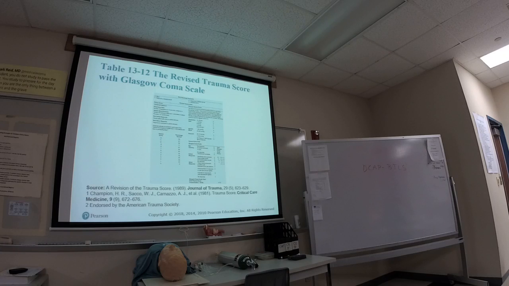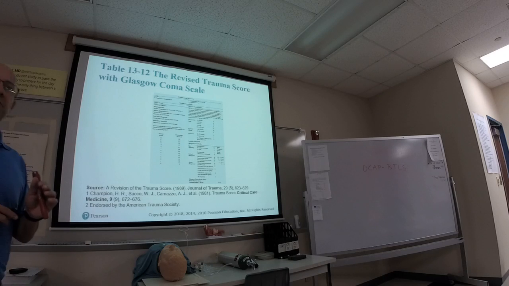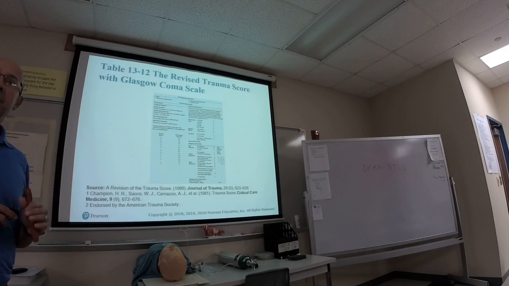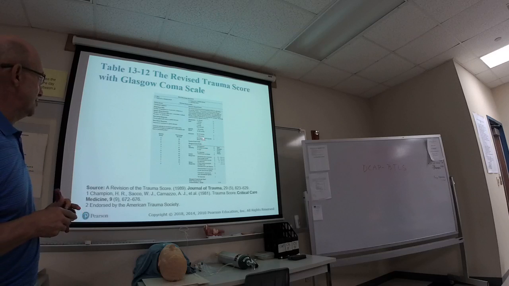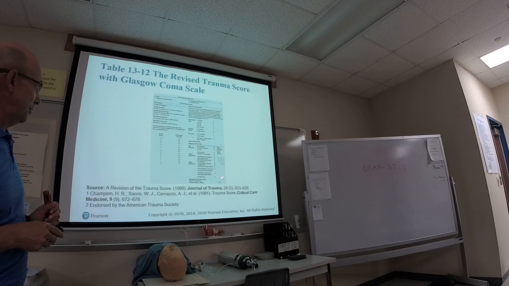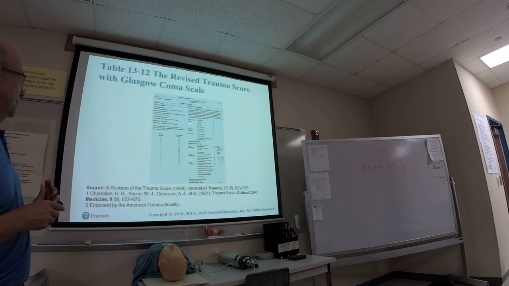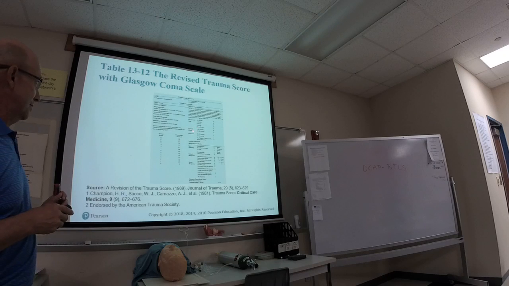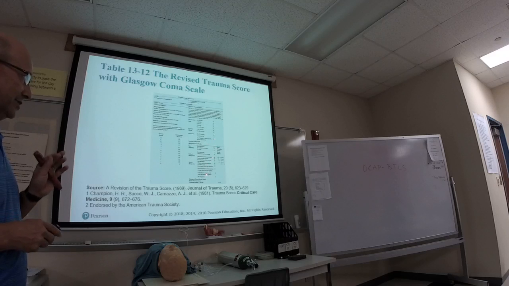And this is the revised trauma score. It's right here, this chart in your book, if you want to look over that. On a medical patient, they're going to ask you for a Glasgow Coma Scale. On a trauma patient, you give the Glasgow and you give the revised trauma score. The revised trauma score takes the Glasgow part of it, but it also counts the respiratory rate and the systolic blood pressure. So you add those in on this chart.